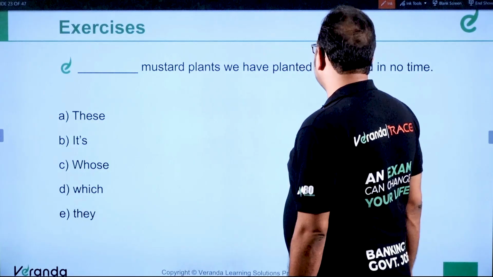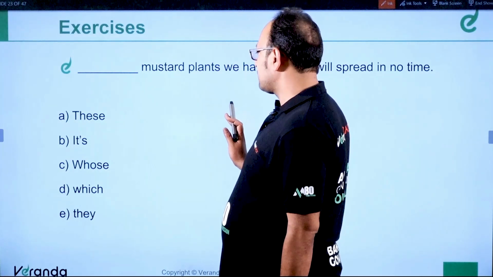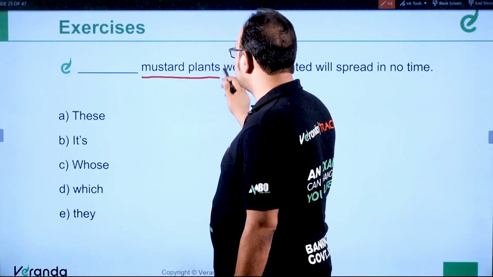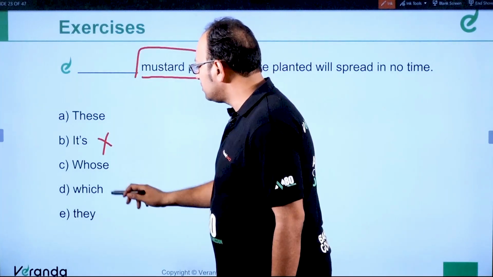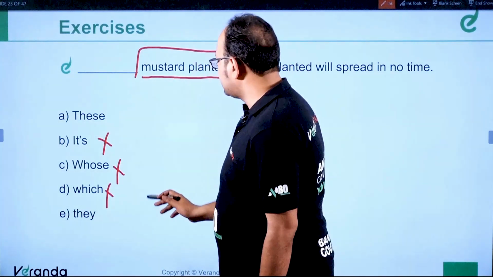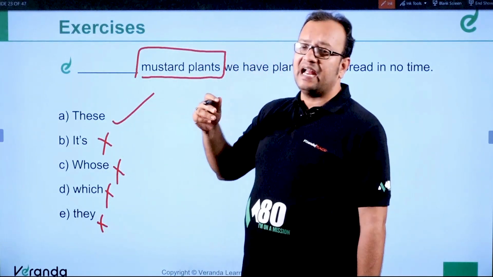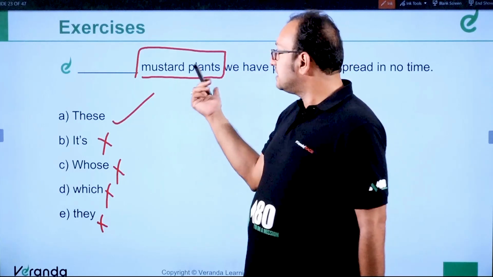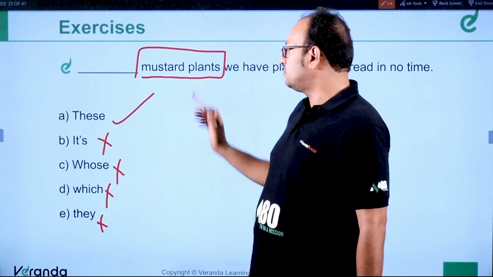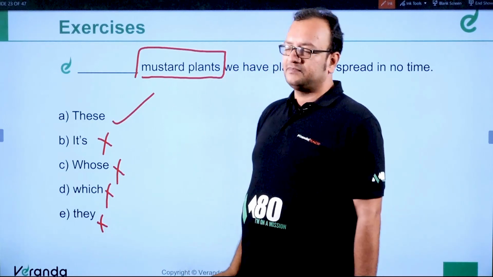Dash mustard plants we have planted will spread in no time. These mustard plants? No. Okay, wait. Mustard plants, it is plural. So whose is wrong, because there is no question. They mustard plants doesn't make sense. These mustard plants, because these is a demonstrative adjective over here. These is a demonstrative adjective which describes, qualifies the mustard plants. So these should be placed here. Clear? Because it's a plural entity, so these will be the best thing available.